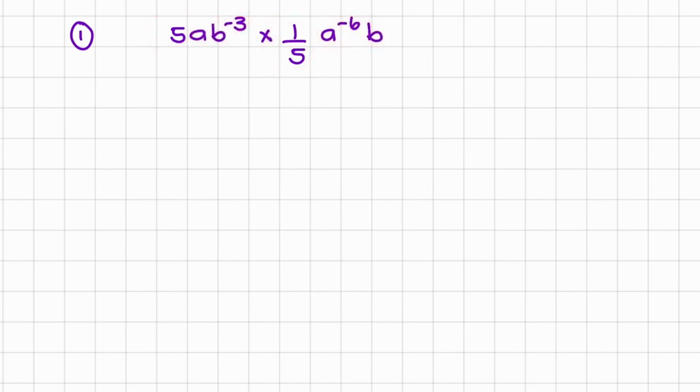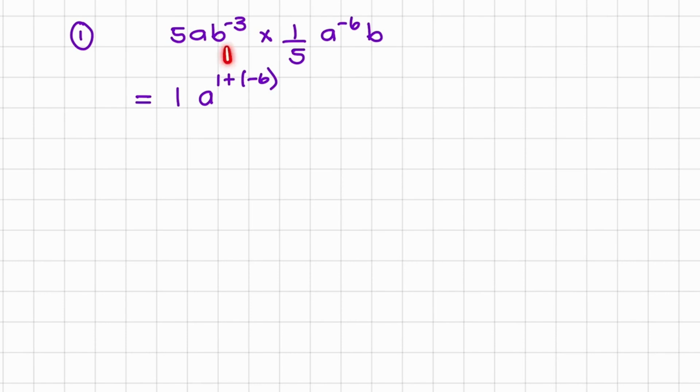So if I say 5 times 1/5, that will be equal to 1, because this is 5 over 1 times 1 over 5, which becomes 1. Now we can work with the exponents. So I have a to the power of 1 and a to the power of minus 6. And because we are multiplying, we'll add those together. So it'll be 1 plus minus 6.